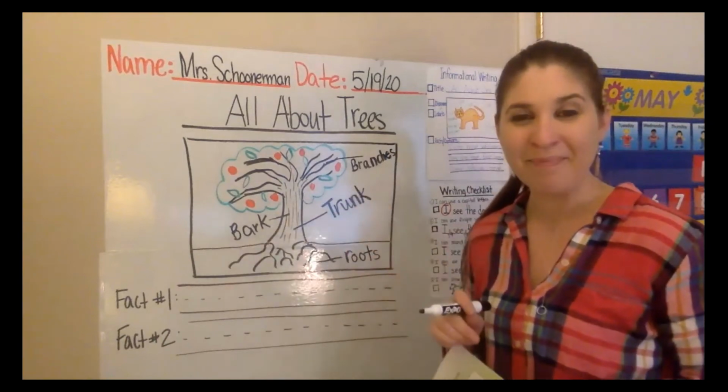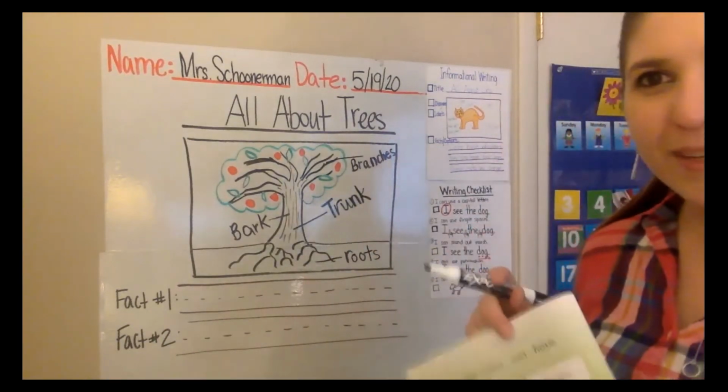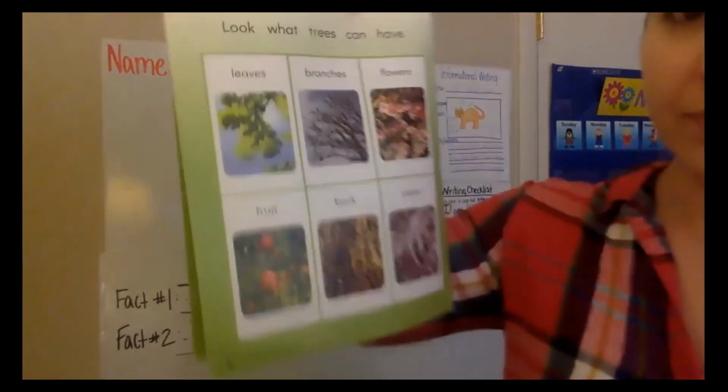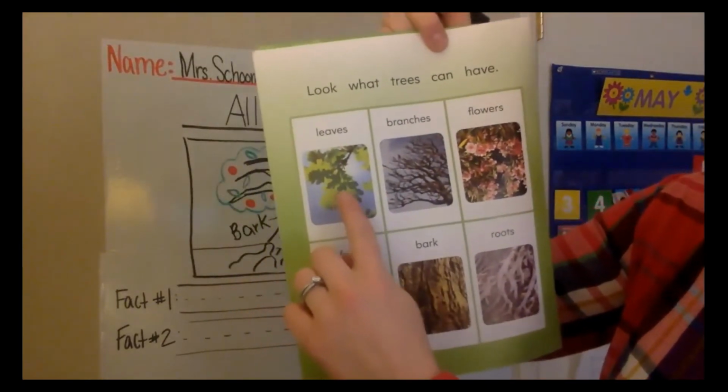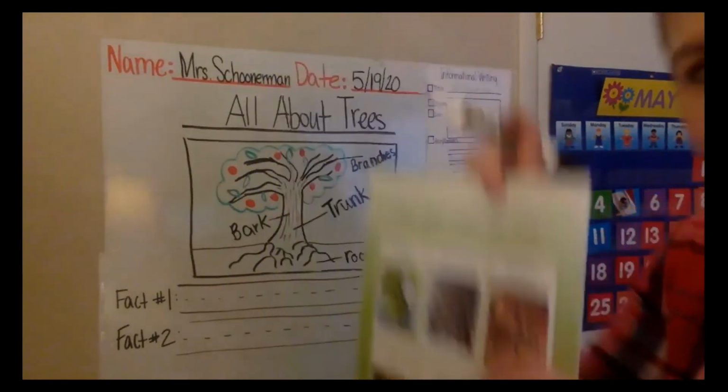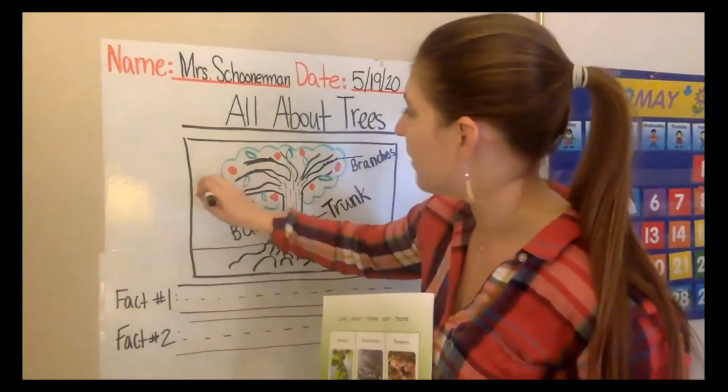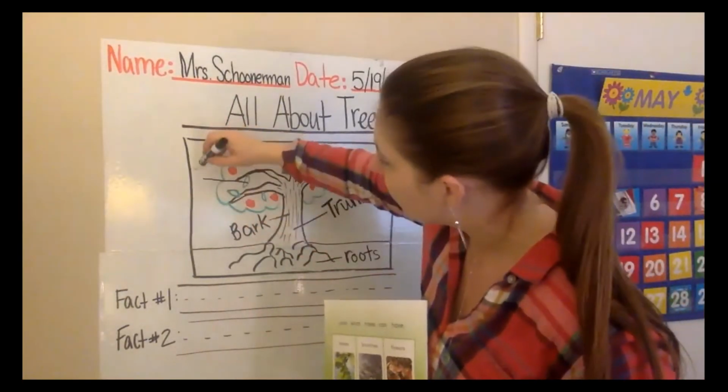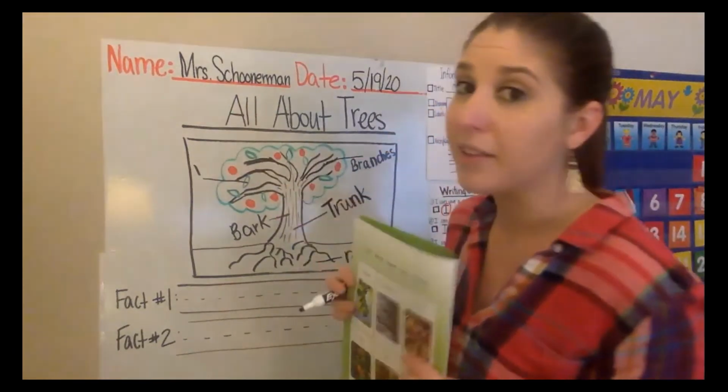Bark. And let's see, maybe we could add, what is that word? Leaves, yeah? So we need to write the word leaves. Let's label our leaves. We hear the L at the beginning.